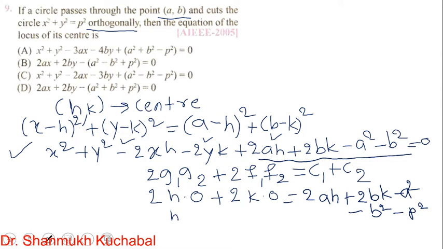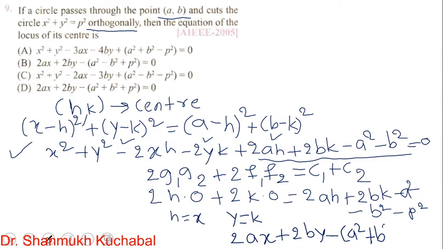So h we have to take as a, x, y we have to take as a k here. So first part will be 0 0, so we get 2ax, 2by, minus a square plus b square, minus, I have taken a common, and p square as it is, minus, I have taken a common. This is equal to 0 here.